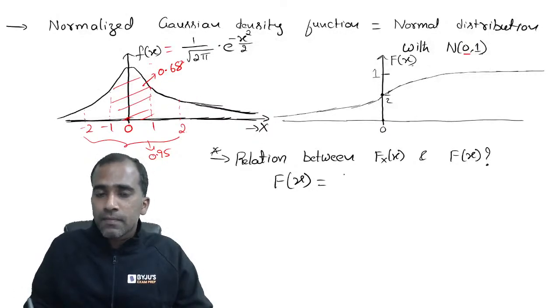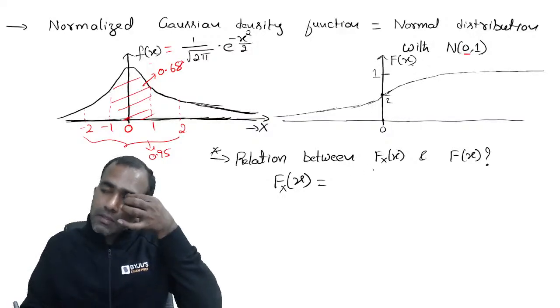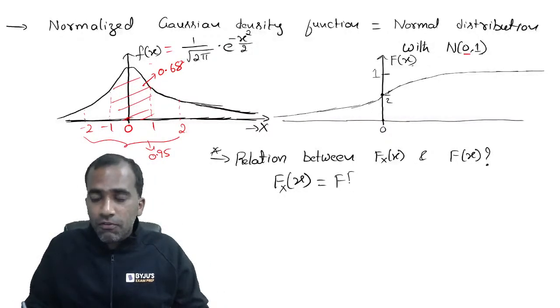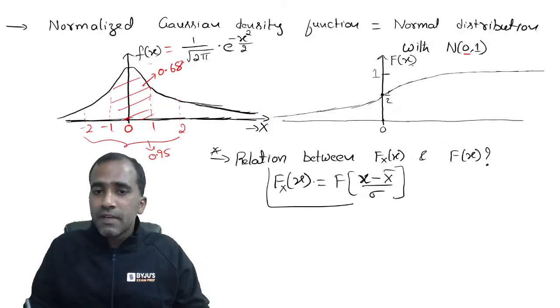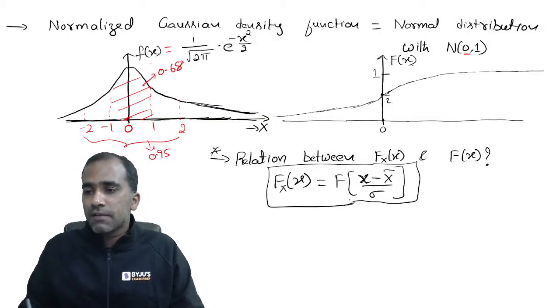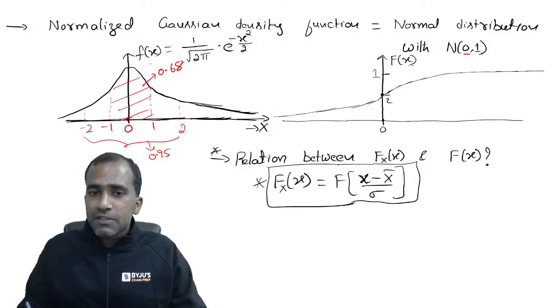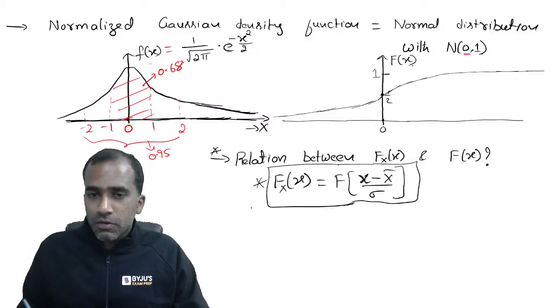How do we find this? It is Fx of x is equal to F of (x minus mean value x bar) divided by sigma. This is the relation between the CDF of any Gaussian random variable and the CDF of the normalized Gaussian random variable. Very simple relation, you can remember this. We can easily derive this relation also. It's not so difficult, it's so easy. You can try that later if you want to derive it on your own.